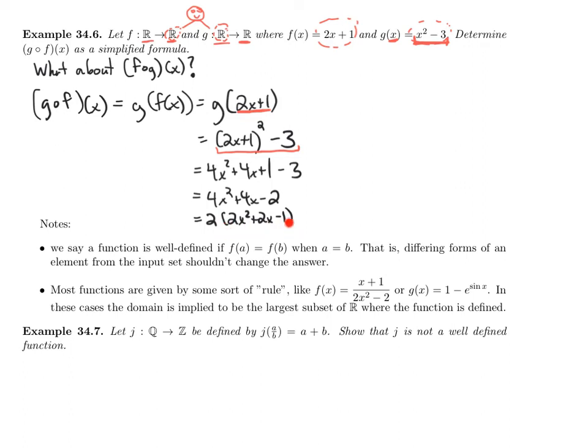If you're unsure how to see that, remember, for factoring you need two numbers that multiply to give you 2 times -1, so -2, and add to give you 2. And there are no two integers that do that, so we can't factor this in the integers anyway. So we did g of f. Let's do f of g of x.